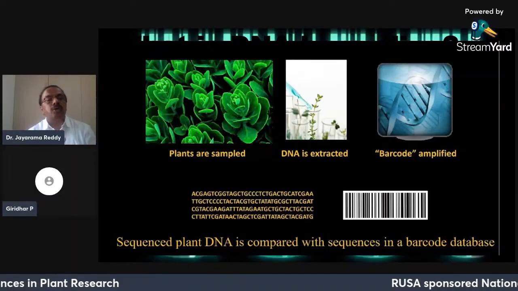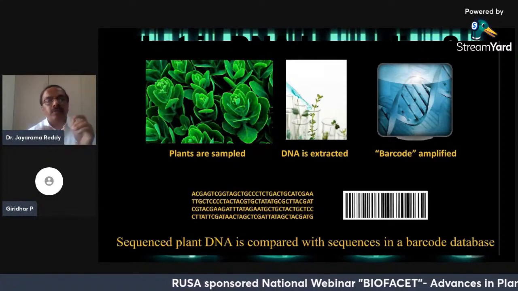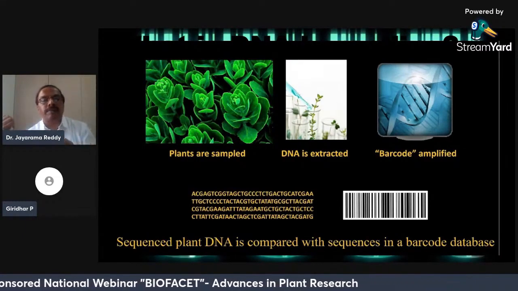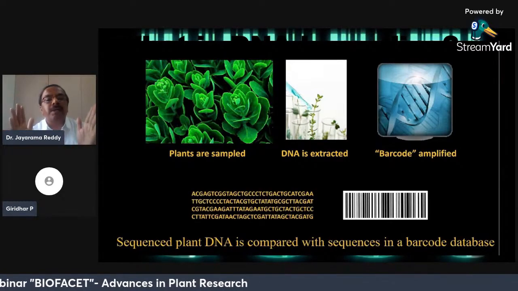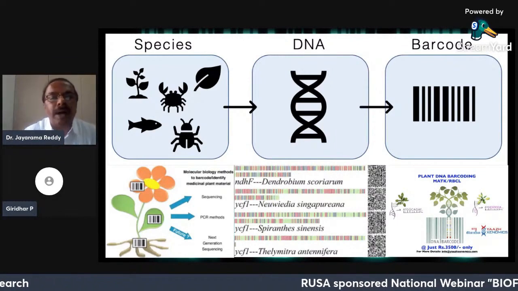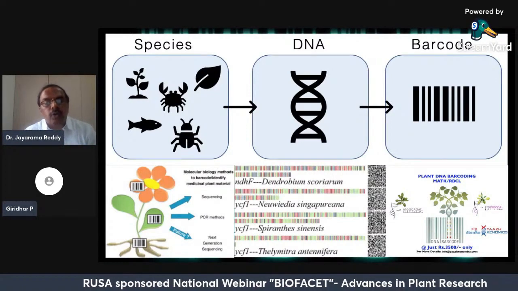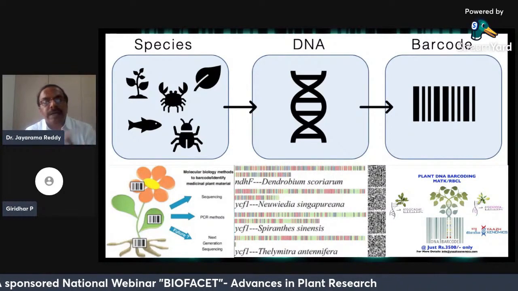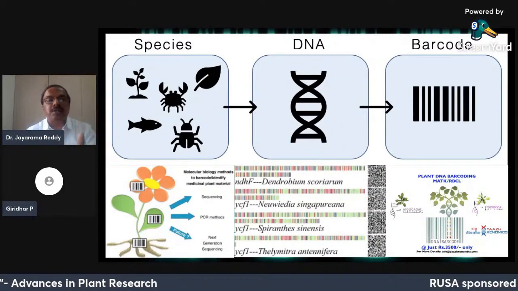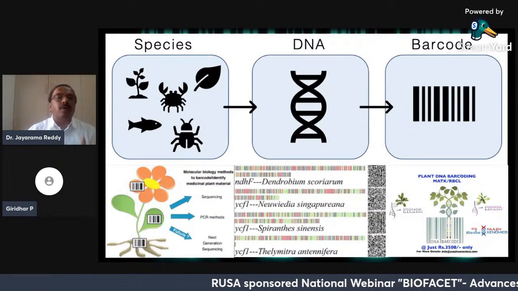Next time, if anyone wants to identify the same plant, they have to do the same thing. They have to isolate the DNA, convert that into a barcode and compare that barcode with the barcode in the reference library, so that the plant can be easily identified. I have given some examples of barcodes which are already generated. I have the example of the Dendrobium barcode, which is on the screen. Nividias you have, Spiranthus we have, Telemitra you have.